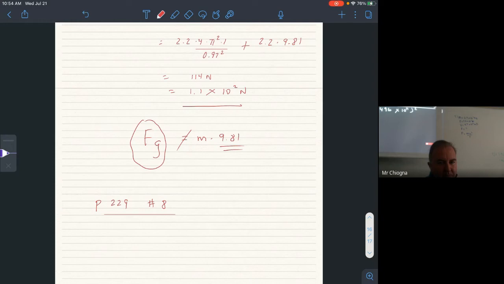So you should get a gravitational force of 3.54 times 10 to the 22 newtons. That's the force that the Sun exerts on the Earth, and it's also the force that the Earth exerts on the Sun. They're the same.